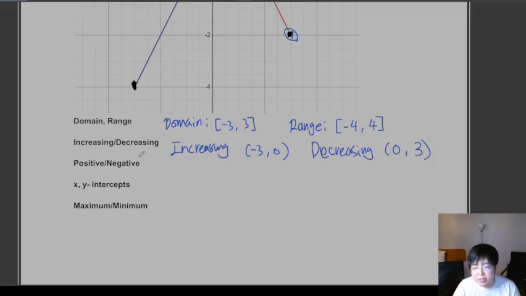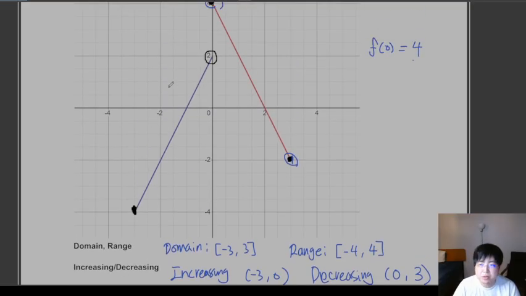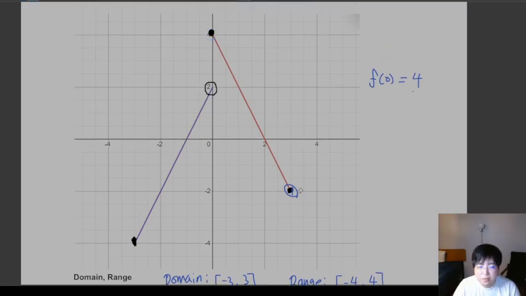And the next characteristic we are looking for is the positive portion and negative portion of a function. If you look at this function, some part of the function is above the x-axis and some part is below the x-axis. The portion above the x-axis, we say the function is positive there. The portion where the graph is below the x-axis, we say the function is negative in that portion, okay? So let's look at the positive portion first.